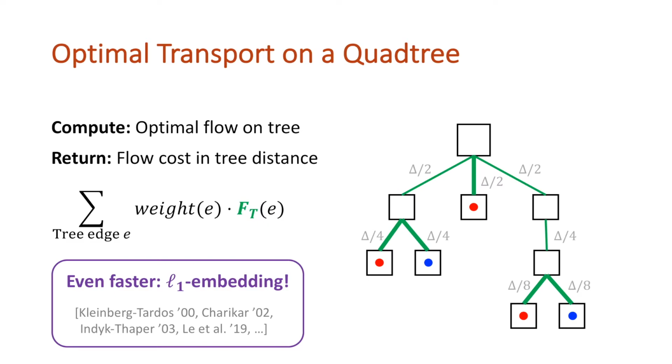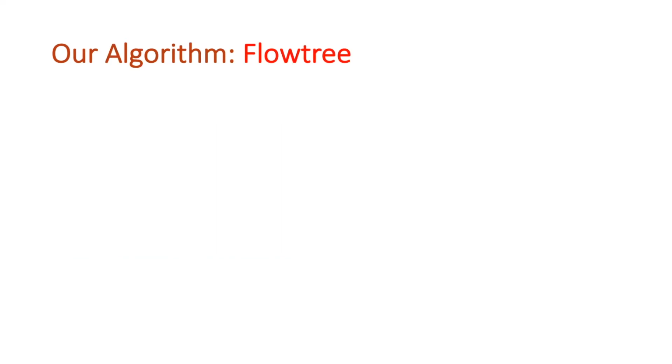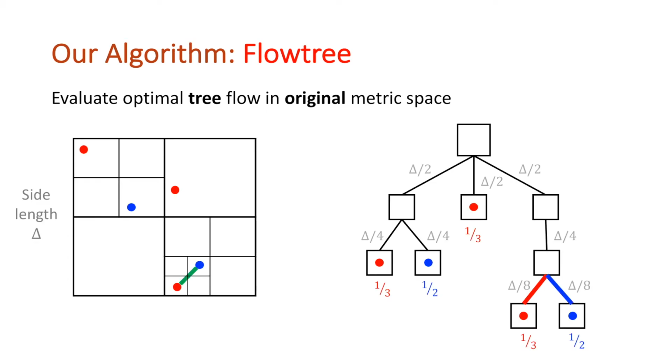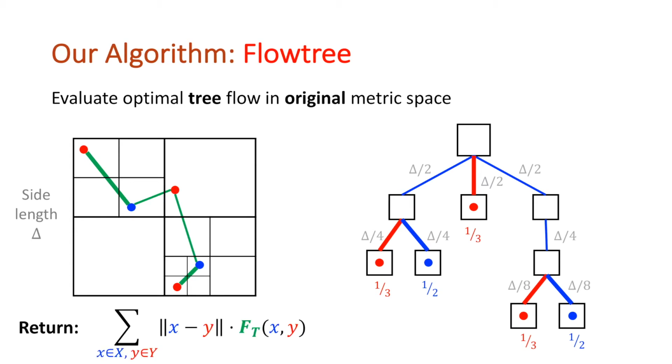So this was quadtree, and now let's see our modification of it that we call Flowtree. We are still going to compute the same flow on the tree, but we are going to evaluate its cost with respect to the original metric space. What does that mean? We go through the same greedy bottom-up process to compute the flow, but we also keep track of the corresponding flow in the original space R^d, and in the end we return the cost of this flow in R^d. So it's the sum of the flow on each edge times the Euclidean length of the edge. And this is exactly like original optimal transport, except that we use the flow computed on the tree instead of the optimal flow.